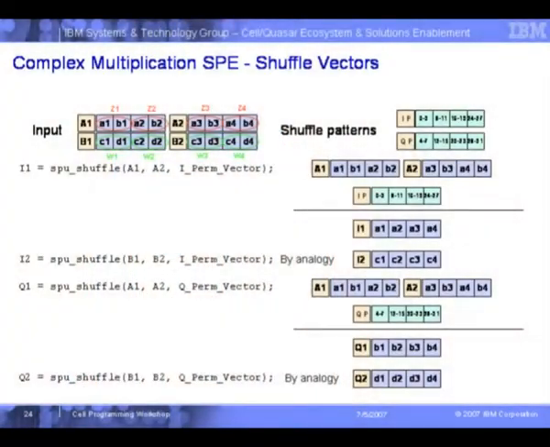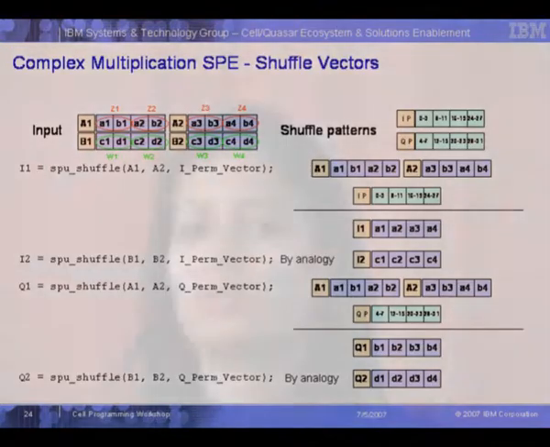So I1, the input vector 1, will be SPU underscore shuffle of A1, A2 and I perm vector. So let's understand this step. This is how the input data looks in memory, right? We're storing A1, B1 and A2, B2 in one vector, because at the most we can store how many elements in one vector if it's a 4 byte wide integer? 4, because we are having 16 bytes in one vector. So in other words, we can only have A1, B1 and A2, B2 at one time in one vector.